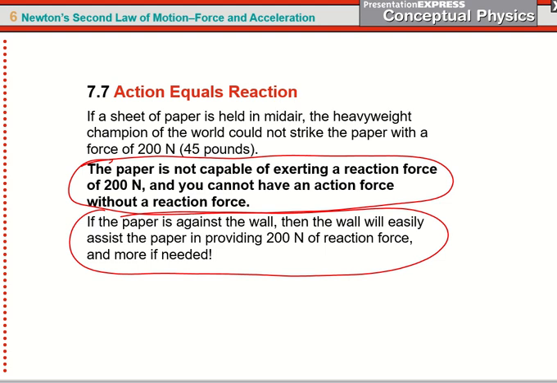Okay? So on your paper, fill those in. The paper is not capable of exerting a reaction force of 200 newtons, and you cannot have an action force without a reaction force. And then you can fill that part in for the last part. All right, so your assignment now is to complete the third law worksheet.